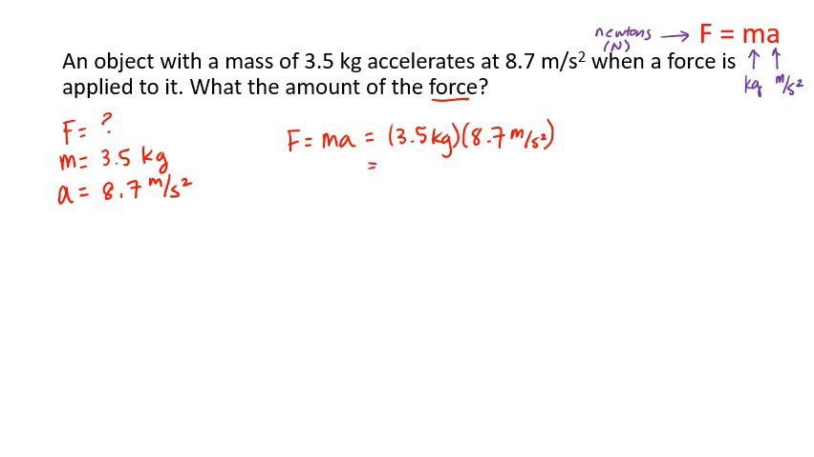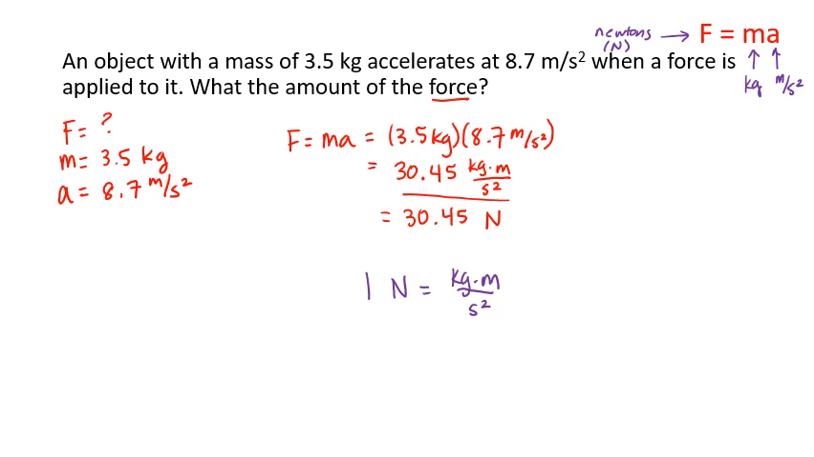If we put this in our calculator, 3.5 times 8.7, we get 30.45, and then our unit is going to be kilogram times meter divided by second squared. That's going to be the same thing as 30.45 newtons, because remember, 1 newton equals a kilogram times meter per second squared. So this will be our final answer.